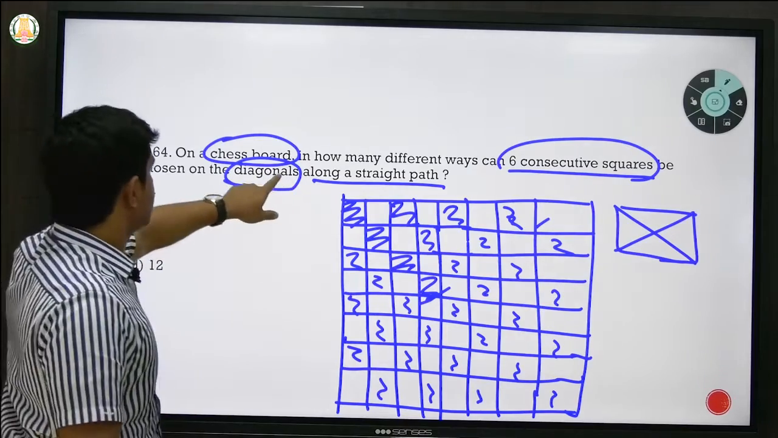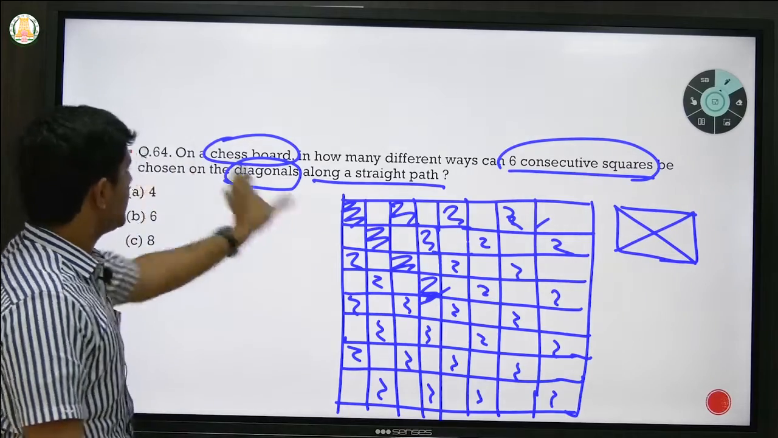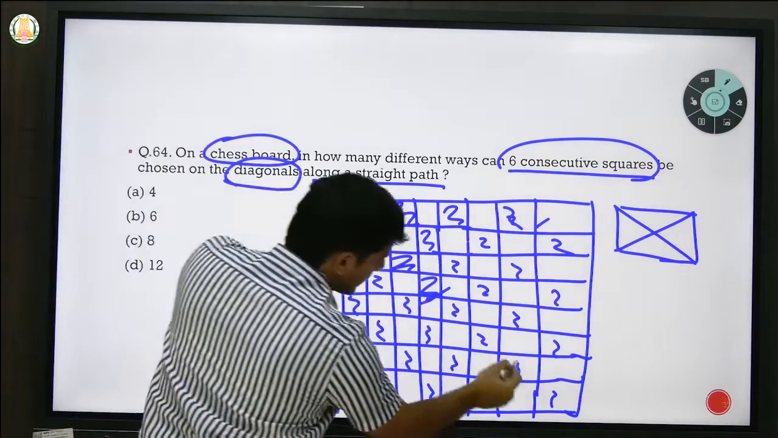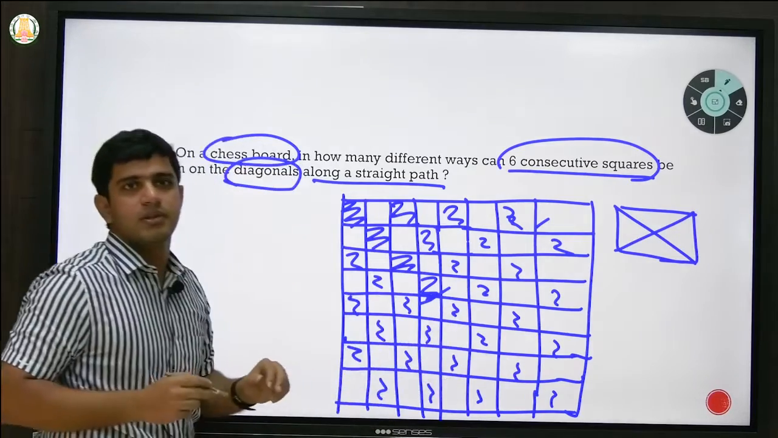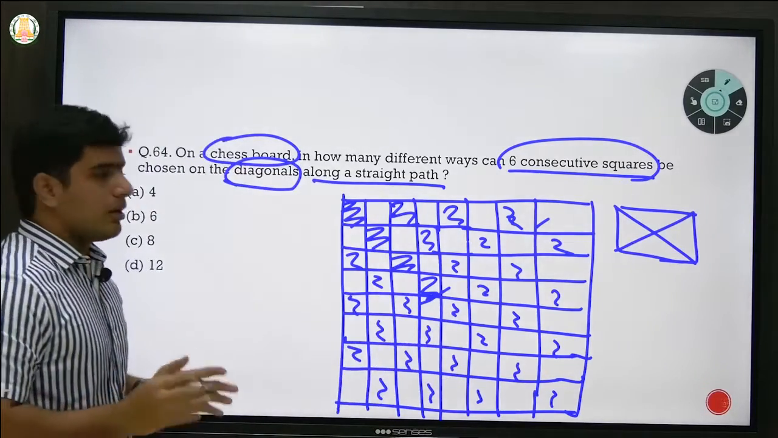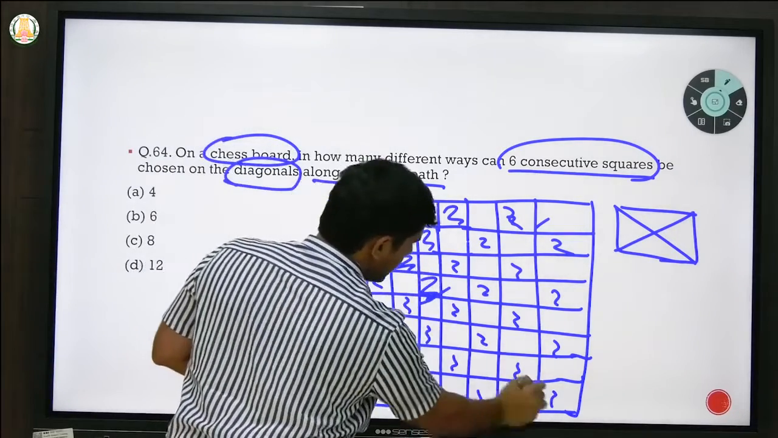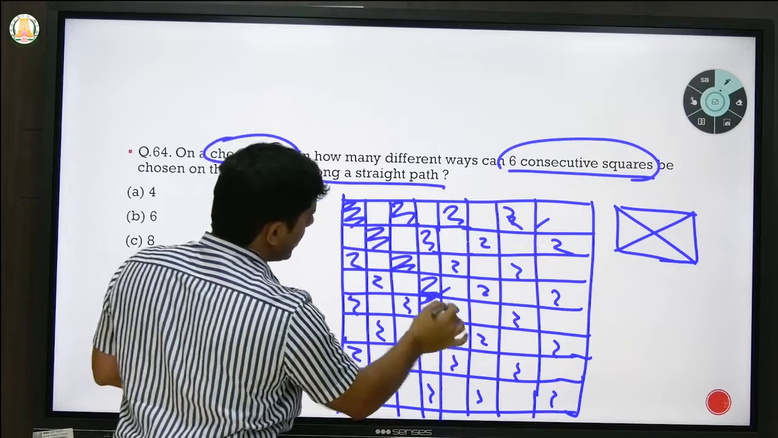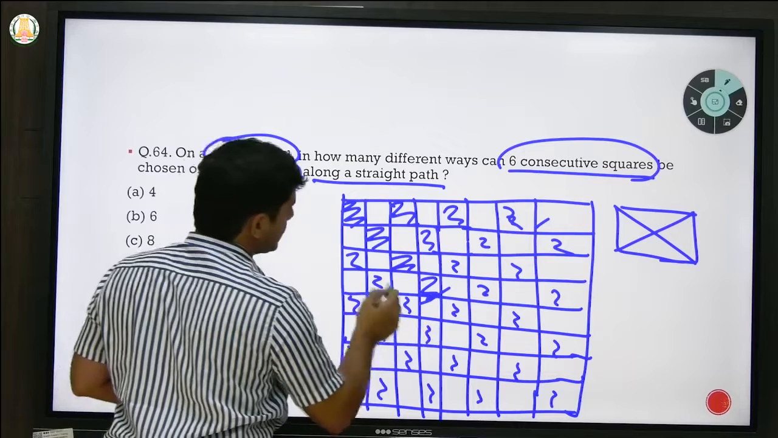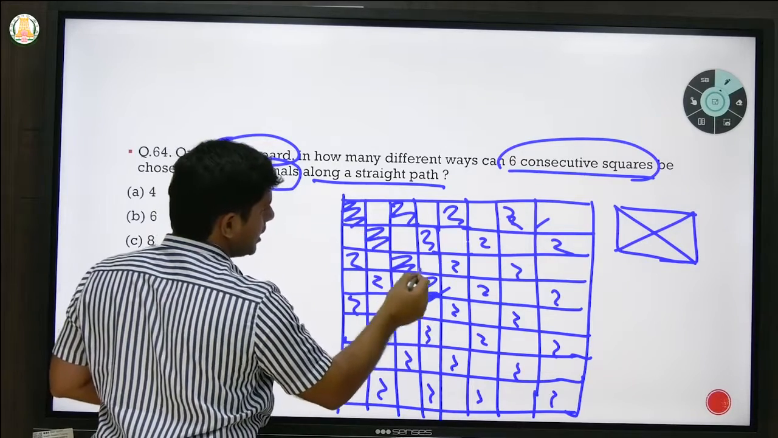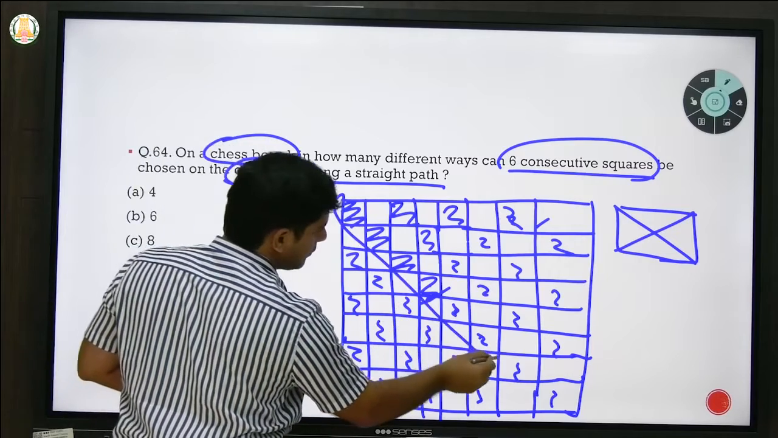Basically, now what he's asking is how many different ways can 6 consecutive squares be chosen on the diagonals. So we know that this is the diagonal and on this diagonal you have to choose 6 consecutive squares. Basically, that is the question. Okay. So this is the diagonal of the chessboard, one diagonal, let's say. On this, how many ways can you choose 6 consecutive squares? If you go by example, see 1, 2, 3, 4, 5, 6. So this is one diagonal, one set of squares.